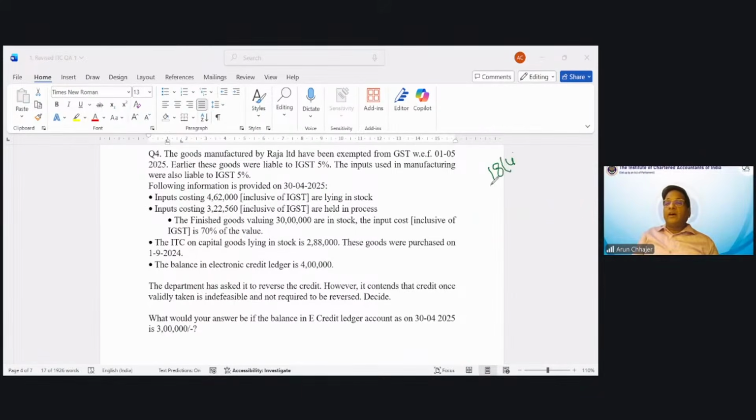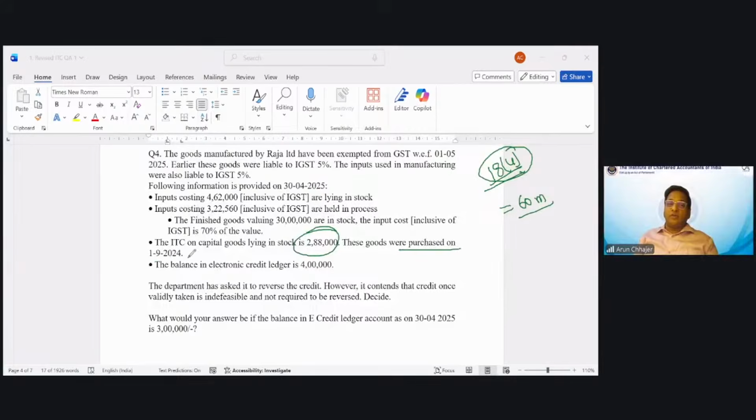Whenever you are using the reversal of ITC in accordance with 18 subsection 4, 18(4) में reversal कब बनता है? दो situation में. If your taxable item become exempted, second, if you are registered under regular category, switch to the composition category. In these two cases, 18(4) will come into the picture, and then in that case, you need to calculate how much is the life. That will be 60 months. कितनी लाइफ है इस असेट की?